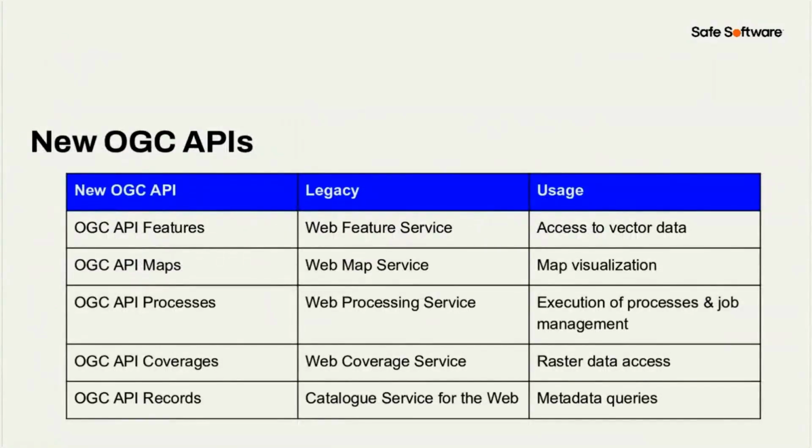And I also mentioned OGC just now. OGC APIs are the first standards we thought about. I don't want to go into detail for all of them, but basically there are APIs like the OGC API Features. It's the newer implementation of the web feature service that you also might know, which is just access to vector data. We also have an API for map visualization, an API for execution of processes and job management, for raster data access, and also for querying metadata.